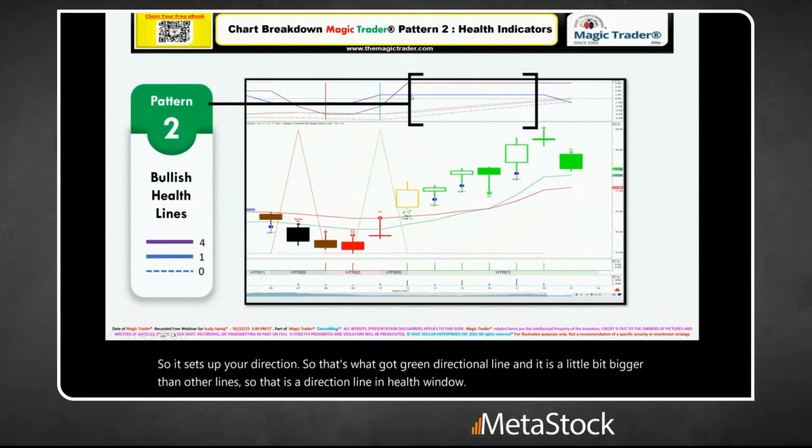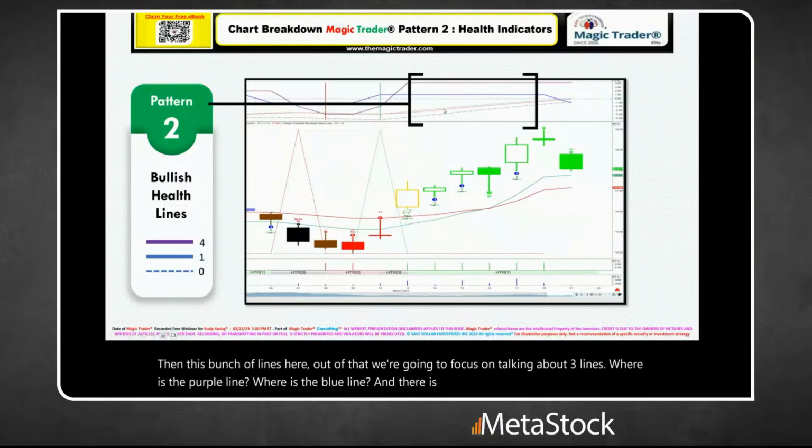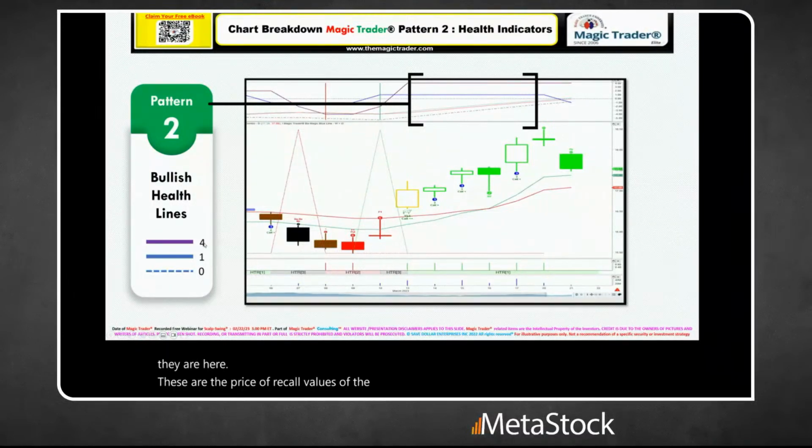Then this bunch of lines here, out of that, we're going to focus on talking about three lines. One is the purple line, one is the blue line, and there is a dotted line. And in an enlarged view, they are here. These are the price values of these lines we're looking for. So like a 410 is easy to remember.